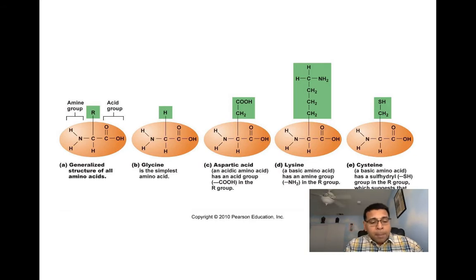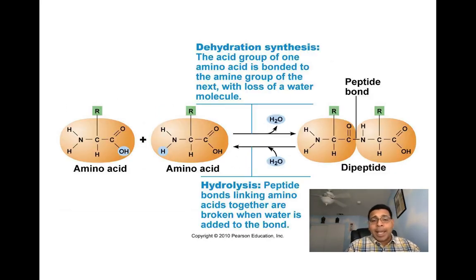Proteins are long chains of amino acids joined together. The amine end of one amino acid links to the acid end of the next. You can see here in this picture.